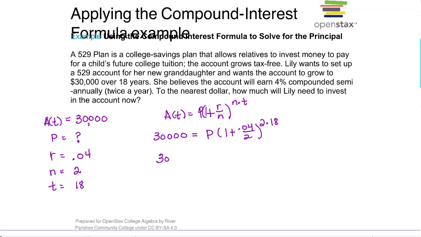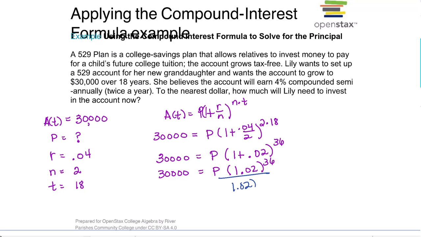So when you're doing this type of problem, you want to simplify the right-hand side first. So that's 1 plus 0.04 divided by 2, which is 0.02, carried to the 2 times 18, which is 36. So that's 30,000 equals P times 1.02 carried to the 36. Now, we could carry 1.02 to the 36th power, or we can just go ahead and divide both sides by 1.02 carried to the 36th power.